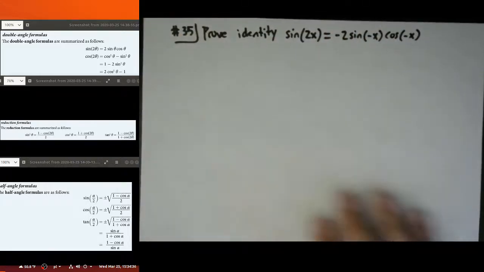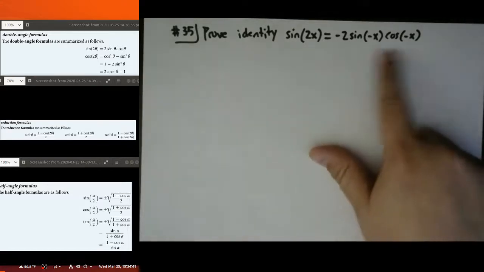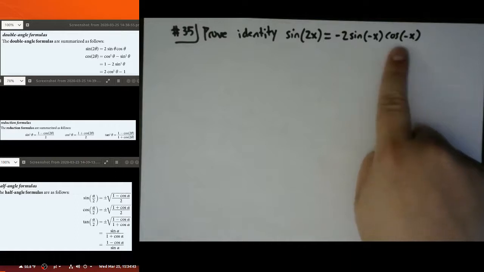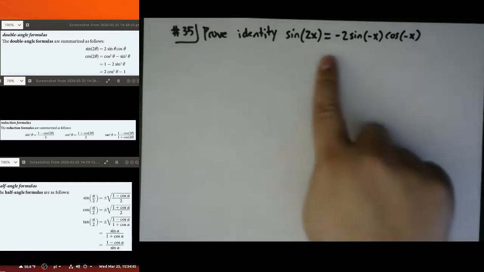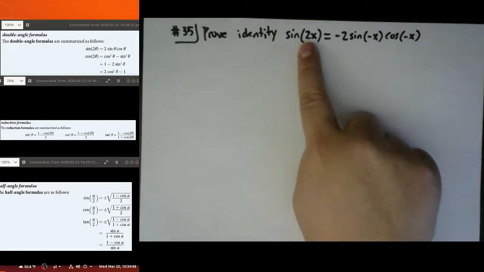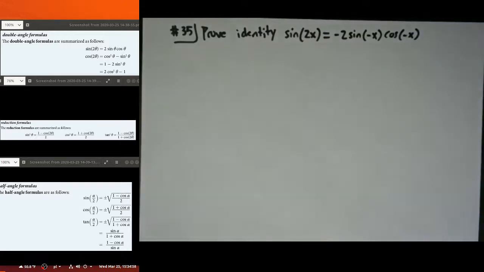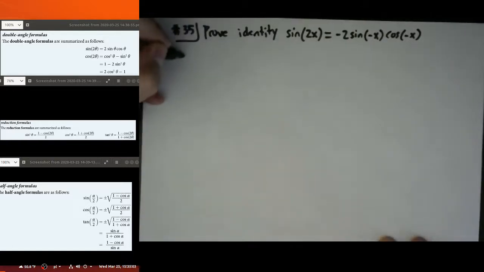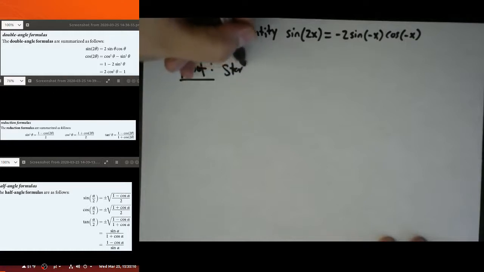Okay, so with an identity problem, you might argue that this side is more complicated looking because it has more stuff going on. But my advice is anytime you have a half angle or a double angle or something like that appearing, it's more or less always the case that that's the more difficult side. So that's the side you should start with. Remember, for identities, you want to start with the side that is more difficult. So I'm going to start with the left.